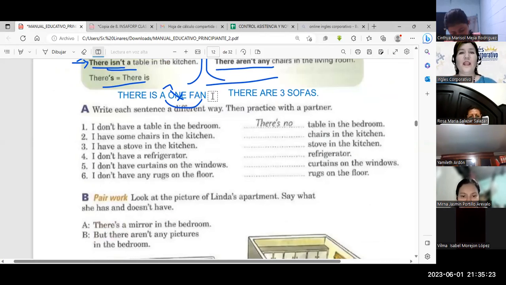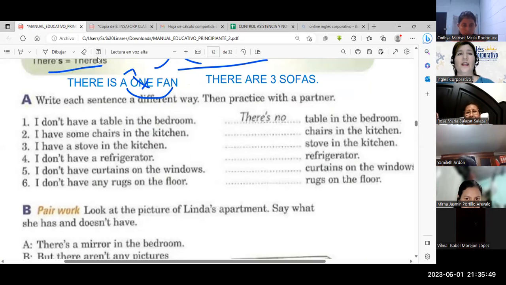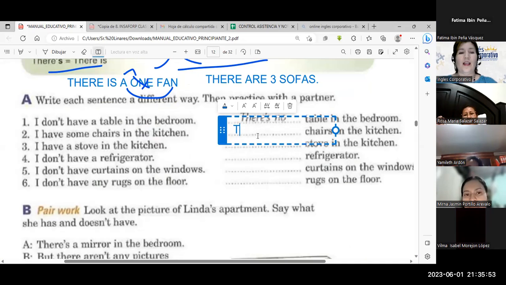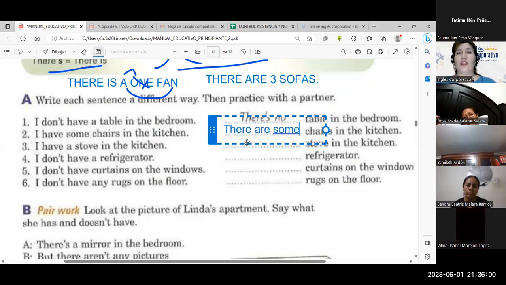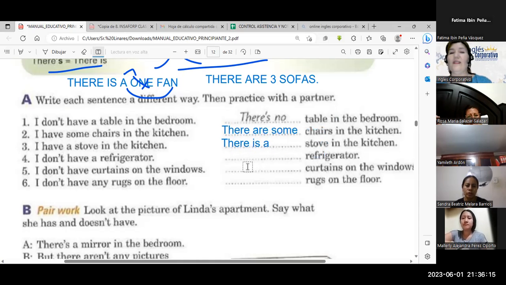So here I have a little example. It says, I don't have a table in the bedroom. ¿Cómo sería la forma con there is or there are? So you have here, there is no table in the bedroom, right? I don't have, there is no. I have some chairs in the kitchen. ¿Cómo lo cambiaríamos si estamos hablando de chairs en plural? There are. Okay, so you can say there are some chairs in the kitchen, right? I have a stove in the kitchen. There is. Very good. There is a stove in the kitchen.